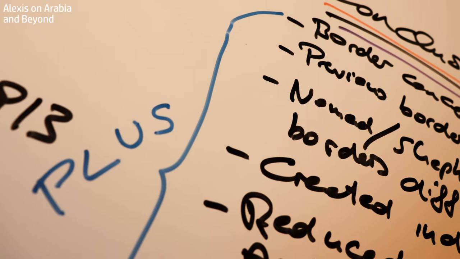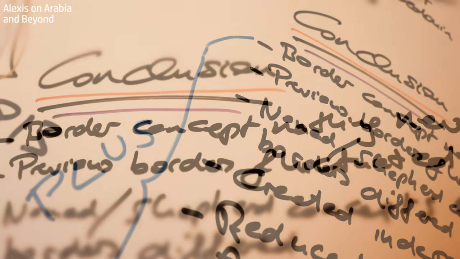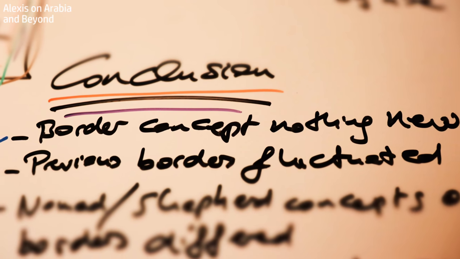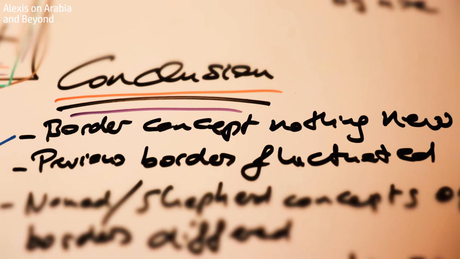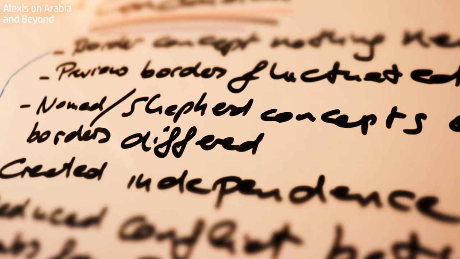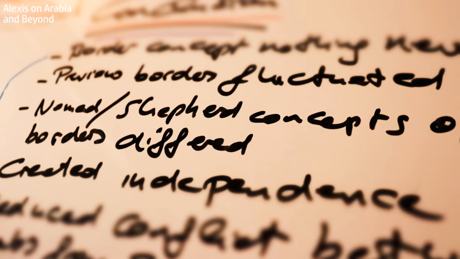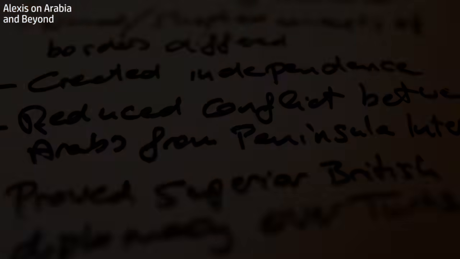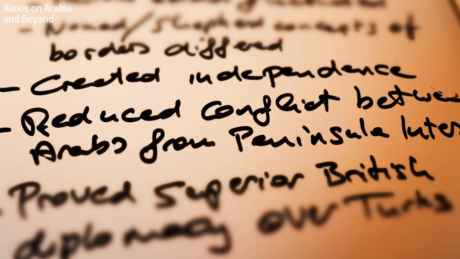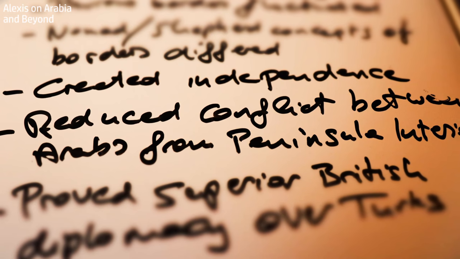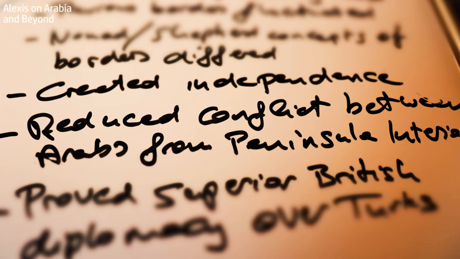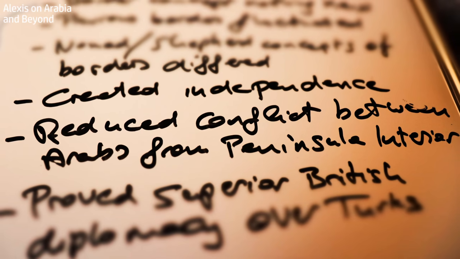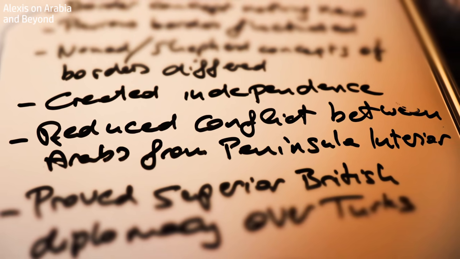We can conclude that the concept of borders was nothing new to these Arab tribes, except that these borders fluctuated more than in other regions of the world. There were also different concepts of what a border should be like, depending on if one was dealing with either nomads or shepherds. The creation of borders would eventually give a certain region independence, and defining territory would, in the case of Arab Gulf countries, often enough reduce the conflict with Arabs from the peninsular interior.